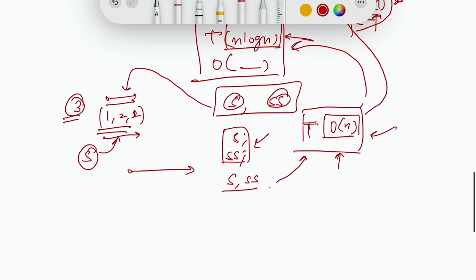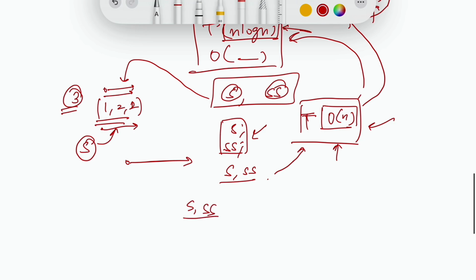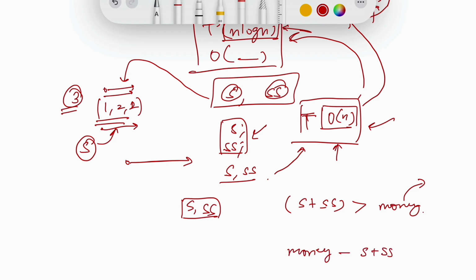Okay, so once we have the smallest and second smallest element, we can compare the sum of these two elements with money. If the sum is greater than money, we are directly going to return money. Otherwise, we will return money minus the least two sum.